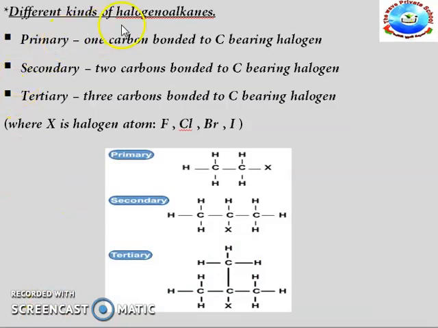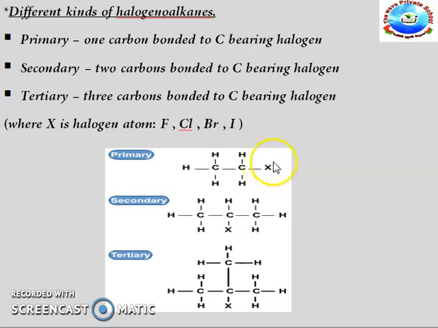Let's see the different kinds of halogenoalkane. Basically there are 3 types of halogenoalkane, and those are primary, secondary, and tertiary, and they are attached with a halogen atom, which is going to be shown as X. Let us see now. Primary halogenoalkane. You can see the structure. Now this X indicates the place of the halogen atom.